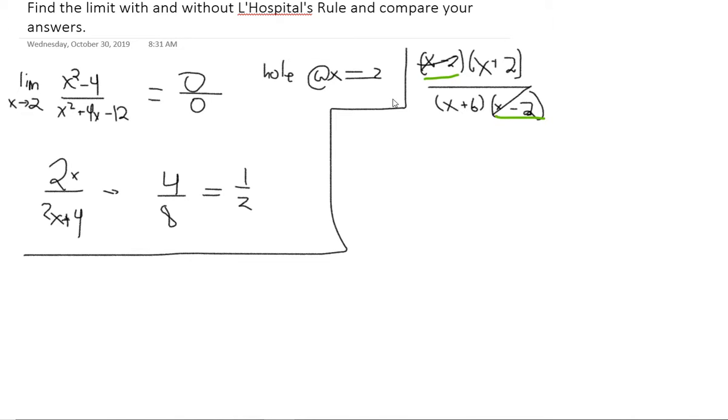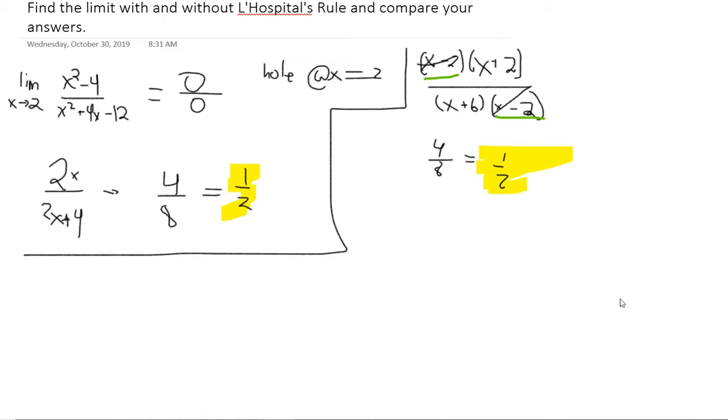And so now we just take the limit. And that's going to get 4 on top, 2 plus 2 on top is 4, and then 2 plus 6 on the bottom is 8. 4/8, and that's going to equal 1/2. Let's look, we got the same answer, 1/2 and 1/2.